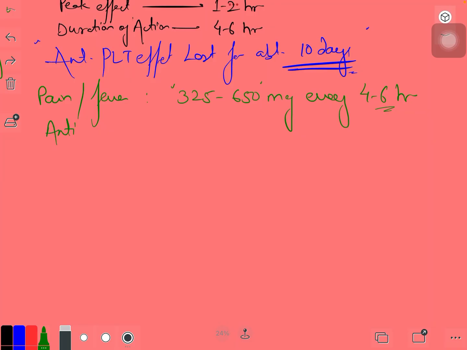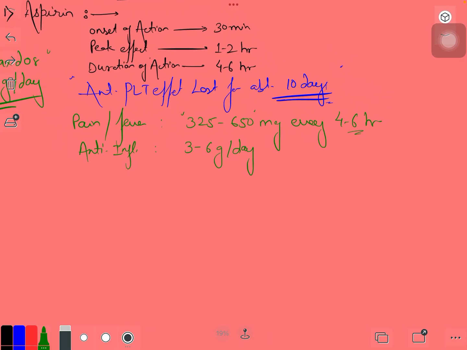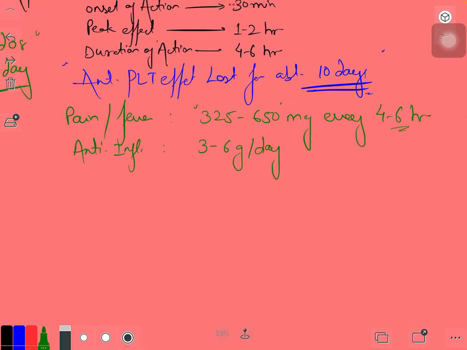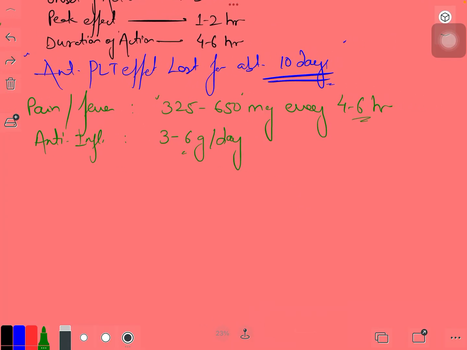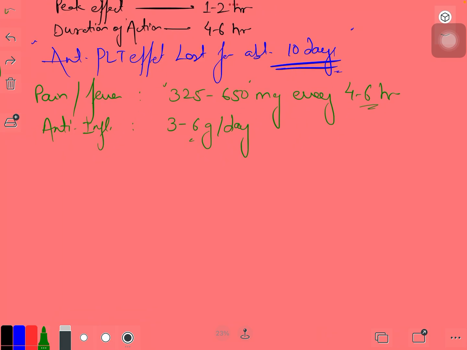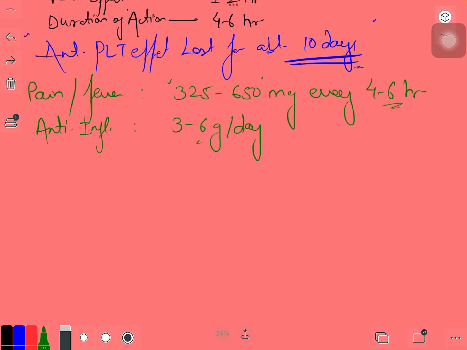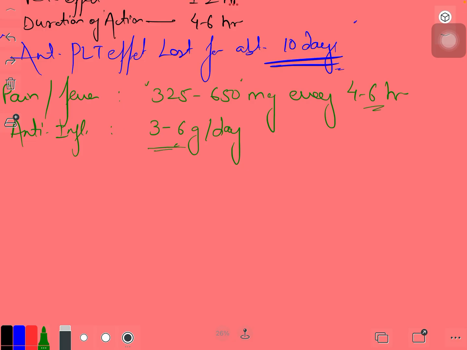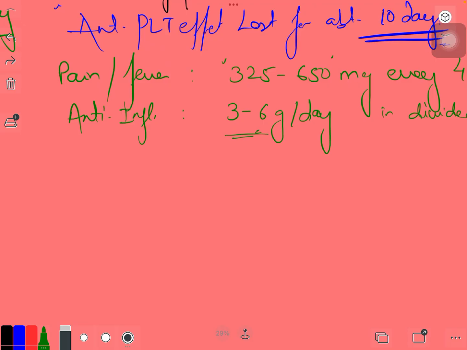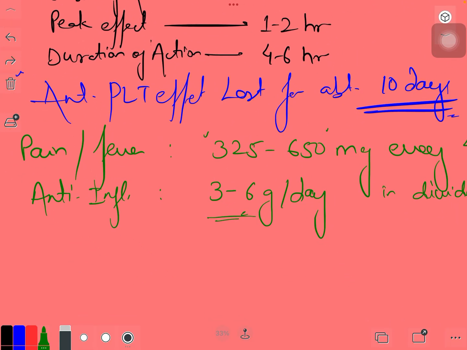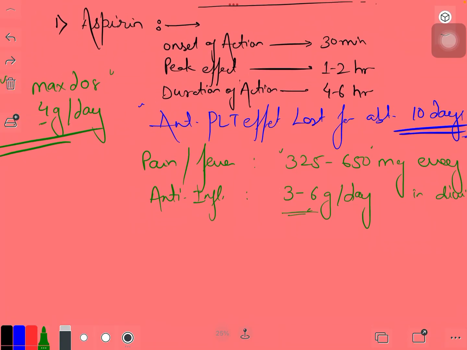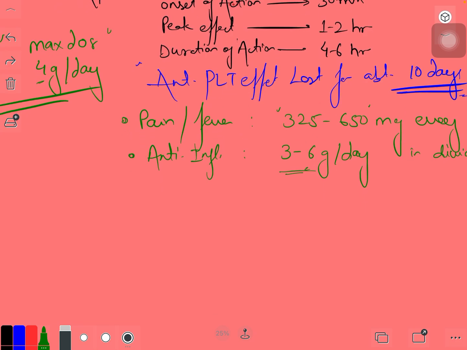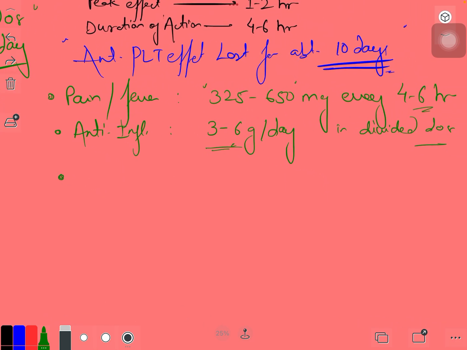So the next is the anti-inflammatory effect. Anti-inflammatory effect is somewhere around 3 to 6 gram per day. I know we just said that the max dose is somewhere around 4 gram, but you can stretch it up to 6 gram for anti-inflammatory if you're using aspirin, right? And this 3 to 6 gram per day is not one dose, it is in divided doses. However, we don't use the anti-inflammatory property of aspirin because the dosage is so high. We have to switch to some other class of the same NSAID category. Though the potency is very high, 3 to 6 gram is not nice for us.